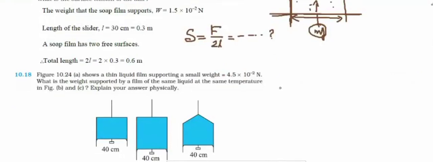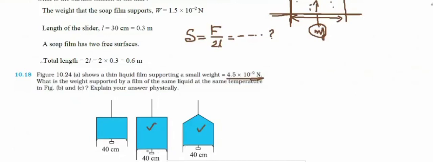Next, question 18. Figures are given there. Figure shows thin liquid film, again the same situation, supporting a small weight 4.5 into 10 power minus 2 Newton. What is the weight supported by a film of the same liquid at the same temperature in figure B and C? In A, it can support 4.5 into 10 power minus 2 Newton. And here you have same liquid at same temperature.